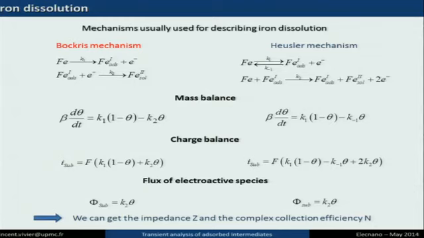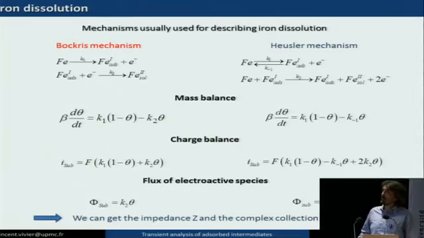Usually in the literature, we can find two different mechanisms for this kind of dissolution, the Bockris mechanism and the Oechsler mechanism. The Bockris mechanism assumes the formation of an adsorbed species and then a second electron exchange, whereas the Oechsler mechanism assumes the formation of an adsorbed species, and this adsorbed species acts as a catalyst for the iron dissolution in the next step. If we write the mass balance, we have very similar equations. The same goes for the charge balance and the flux of electroactive species.